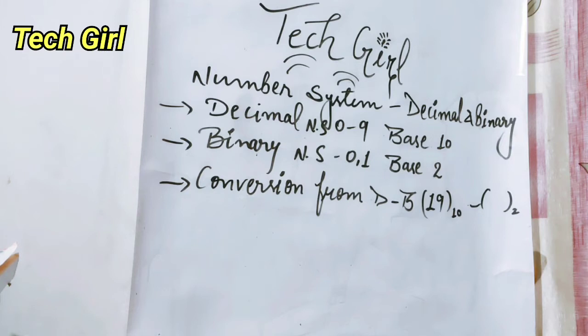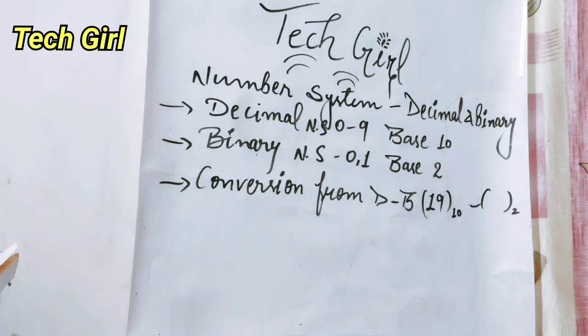For example, I have the number 19, and you can see in its subscript it is written 10, and as I told you, 10 is the base of the decimal number system. And in the next bracket, which is vacant, the subscript is 2. It means we have to convert this given 19, this decimal number, into the binary number system, and the base is 2. That's why it is the binary number system.